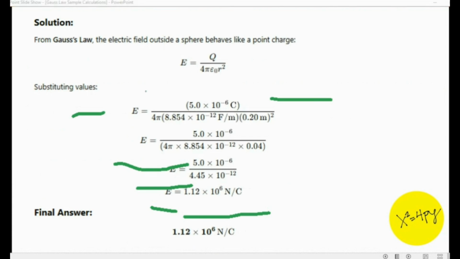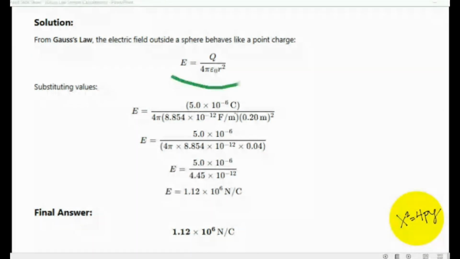From Gauss's law, the electric field outside a sphere behaves like that of a point charge. So, in that sense, we will be using this formula, and all we need to do is, let me clear the board, just substitute the values from the previous slide. For the total charge, we have 5.0 here. And then for the given 4 pi, take note of the units. Then we have the permittivity of free space of 8.854. And then we have the distance, which is 0.20 meter, and that is raised to 2 as given in our equation.